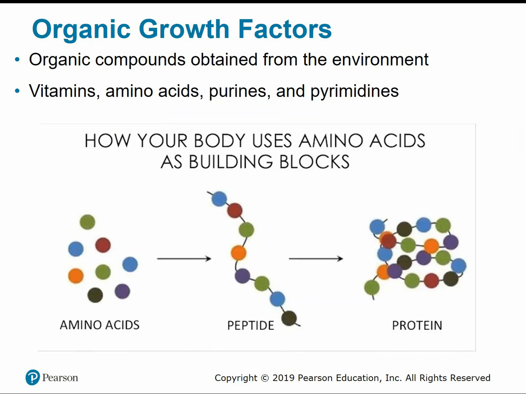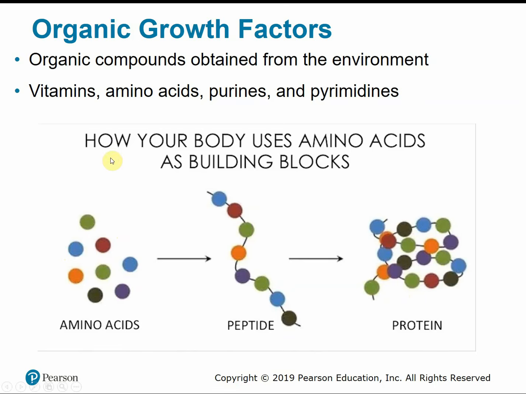Organic growth factors are organic compounds obtained from the environment or other organisms. So basically the building blocks for the biological molecules: amino acids, vitamins, nucleotides. Amino acids are the building blocks for all proteins. So we can make every protein imaginable by arranging these 21 different amino acids in different configurations. A lot of these building blocks are recycled.